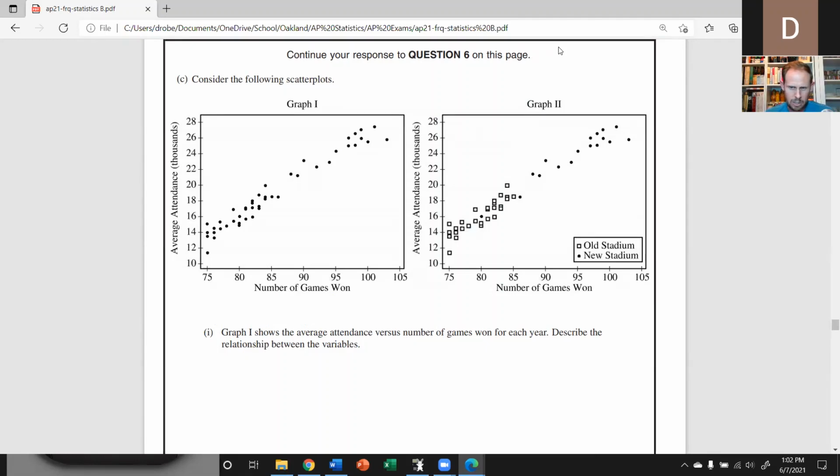So it turns out, looks like with the old stadium, they just weren't winning a lot of games. In the new stadium, they now are winning a lot more games. So whether they're winning more games, they're getting more attendance. So maybe that's what it was that was causing it, and not necessarily the year or the new stadium versus the old stadium. So graph 1 shows the average attendance versus number of games won each year, right? Describe the relationship between the variables.